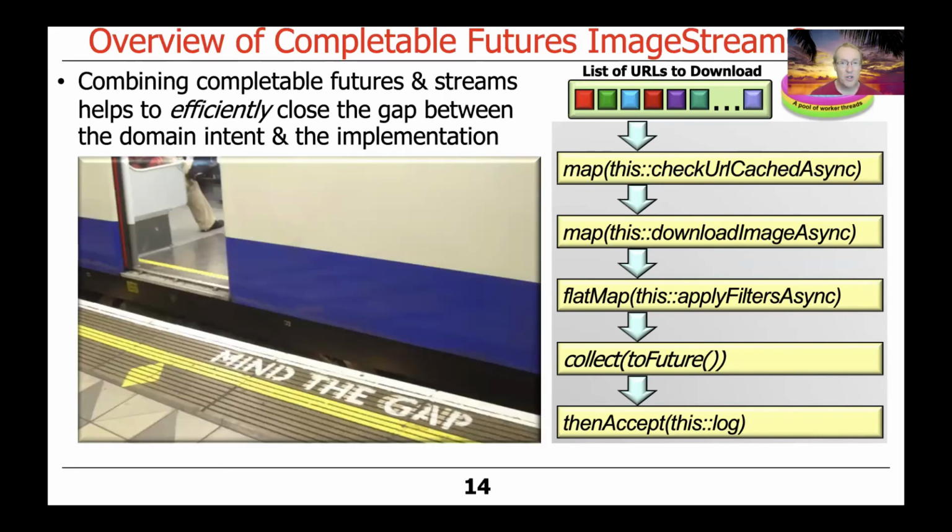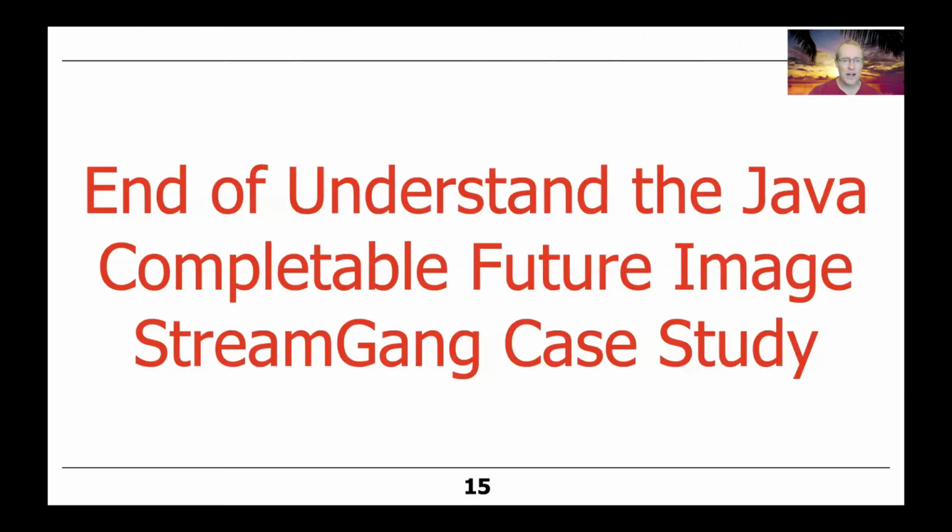One of the nice things about doing the program with this particular approach is it helps to efficiently close the gap between the domain intent, which are those steps we just talked about, and the implementation, the computations, which are going to use streams and completable futures to do all the processing in a nice way. So that was just a very, very quick recap. I think you probably remember this stuff from when we talked about Java parallel streams, but I just wanted to rekindle your memory so you don't have to go back and watch any of those earlier videos.